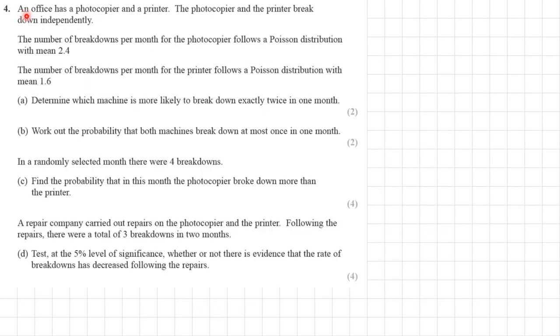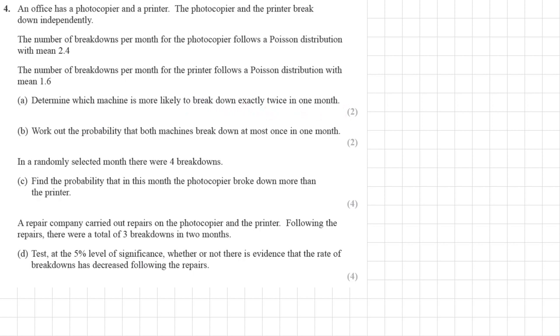Question 4. An office has a photocopier and a printer. The photocopier and the printer break down independently. The number of breakdowns per month for the photocopier follows a Poisson distribution with mean 2.4. The number of breakdowns per month for the printer follows a Poisson distribution also with a mean of 1.6. Part A, determine which machine is more likely to break down exactly twice in 1 month.